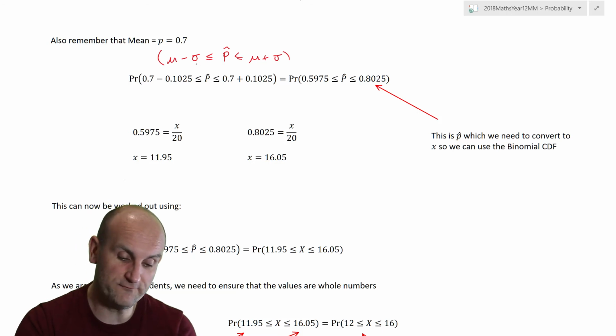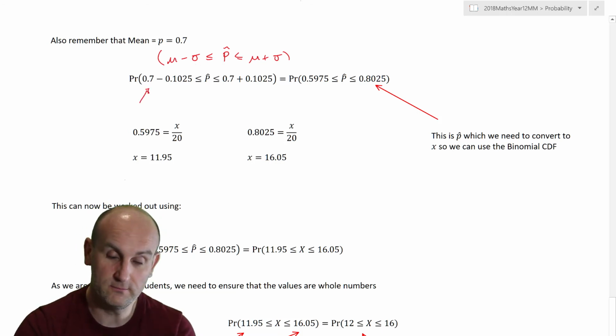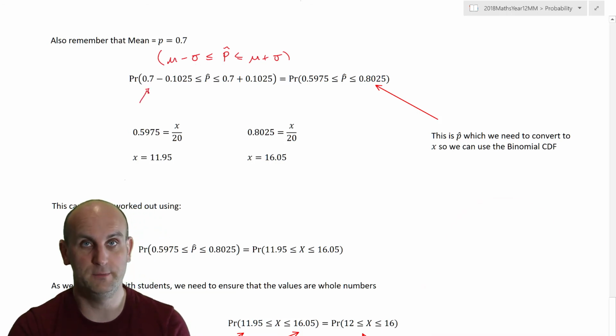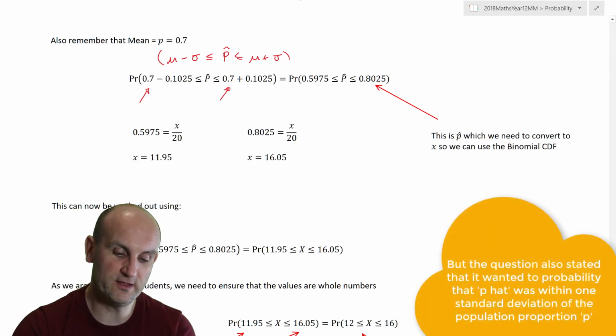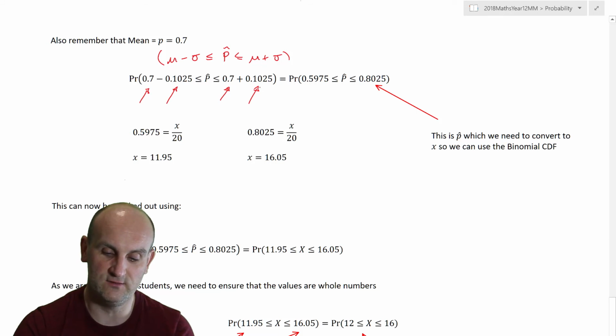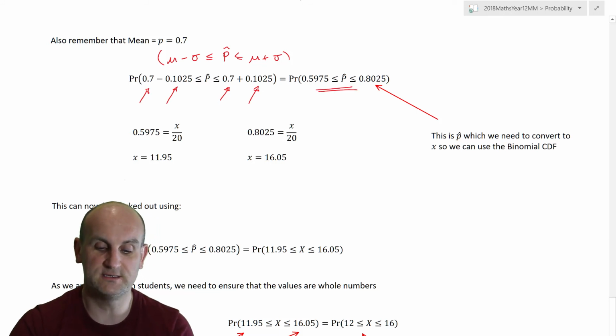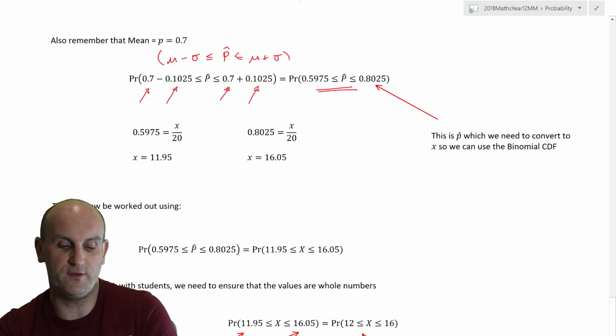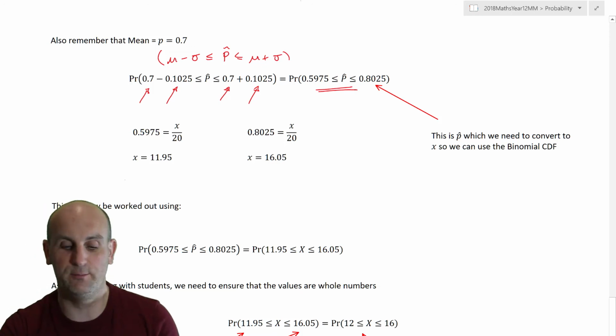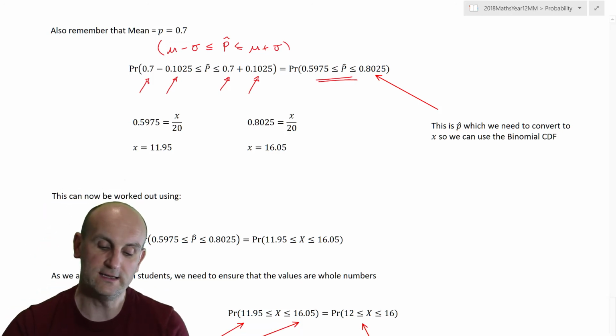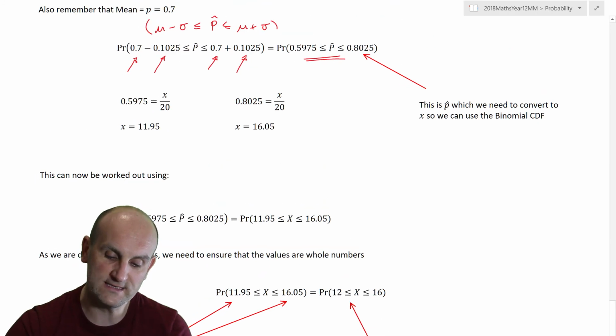So we know what our value of mu was. It was 0.7. Large sample, mu is p. So there's my 0.7, and I'm going to take away one standard deviation, and I'm going to add one standard deviation, which just so happens to give me the probability of 0.5975 and 0.8025.